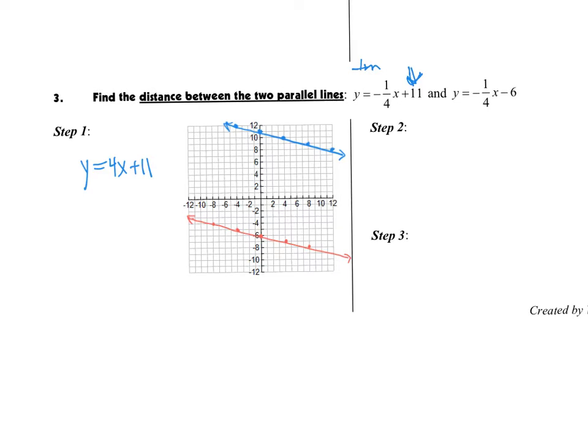The next step is to find the point of intersection between our new line, this one right here in blue, and the other given line, which I'm going to circle here in green. And so we're going to solve this system. So I'm going to have 4x plus 11 is equal to -1/4 x minus 6. And since we have a fraction there, I'm going to take first and multiply everything by 4.